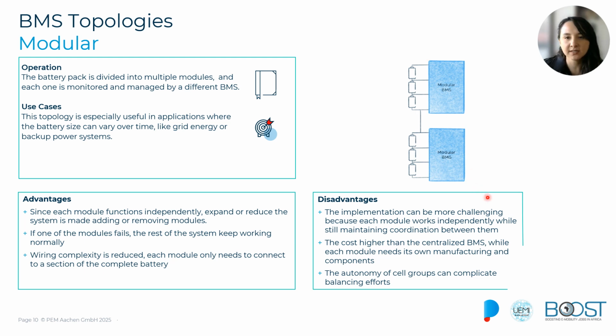The disadvantage is, of course, that it will have a higher cost. Each module will require its own BMS, and basically this means more components, a higher bill of materials, and more steps in the assembly process. The autonomy of each of these modules, although on the one side it is what allows this topology to be more flexible, on the other side it might complicate certain specific processes of the battery, for instance the balancing of the cells.